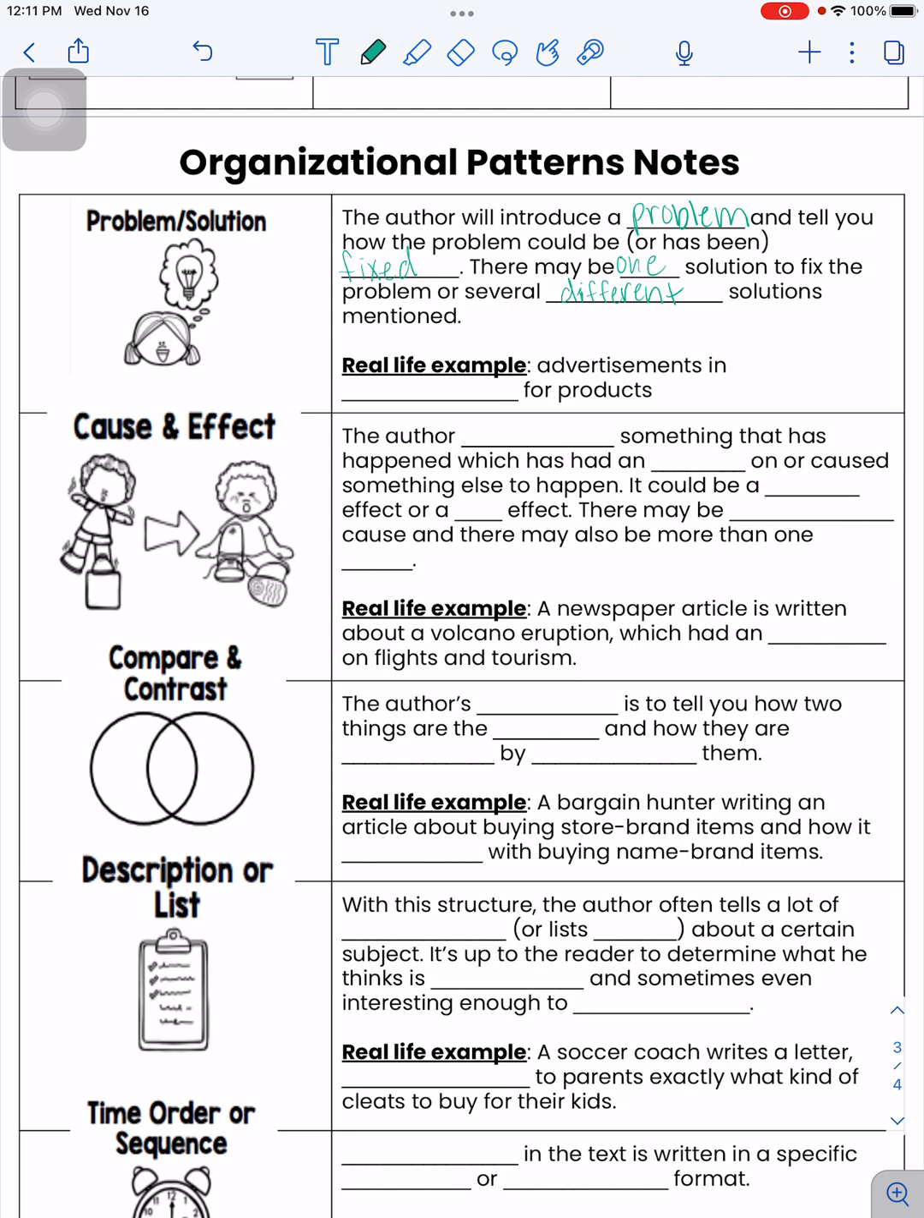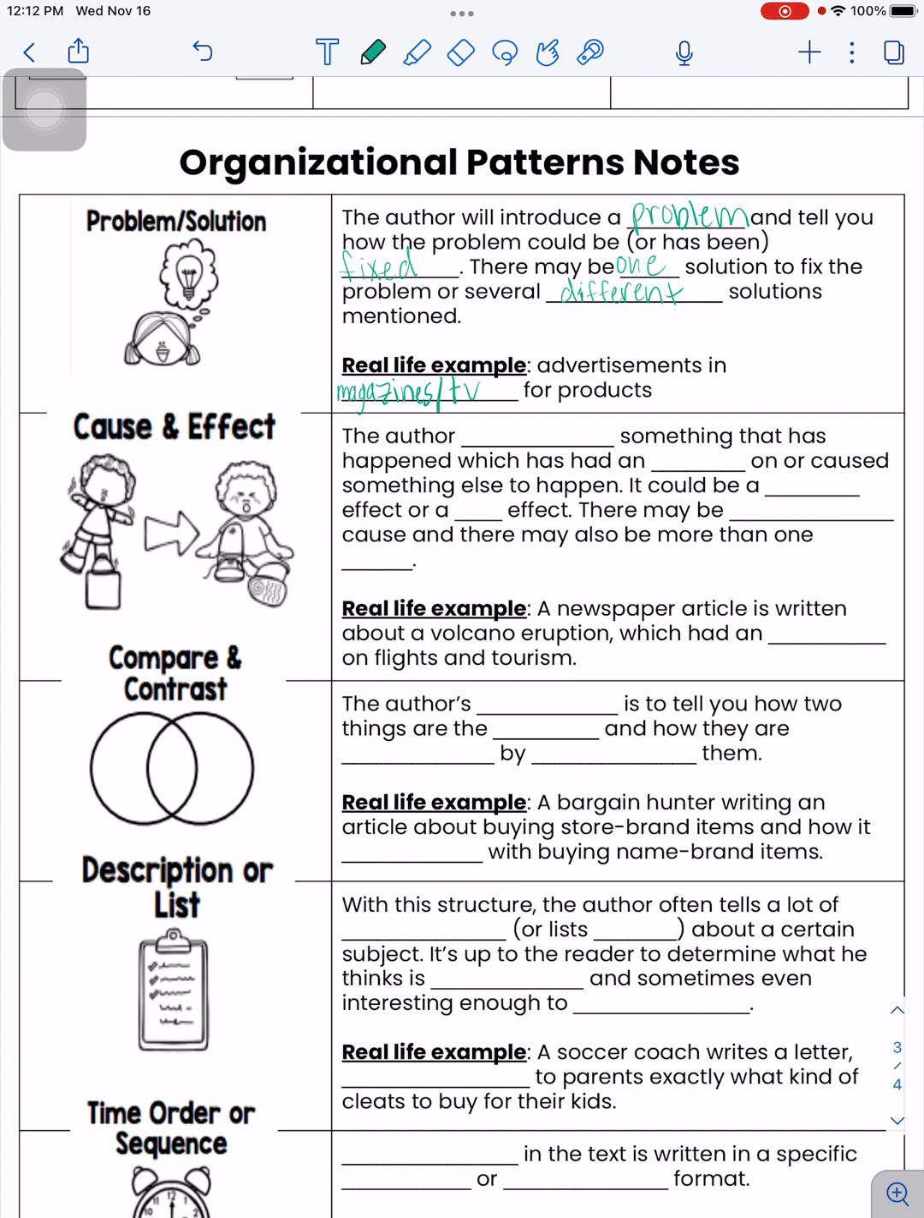For example, advertisements in magazines or TV for certain products. So think about when you've seen an advertisement for a specific medication. They're saying that there is a problem, that you are sick, and they are saying that their medication is the solution. So that would be an example of a problem-solution organizational pattern.